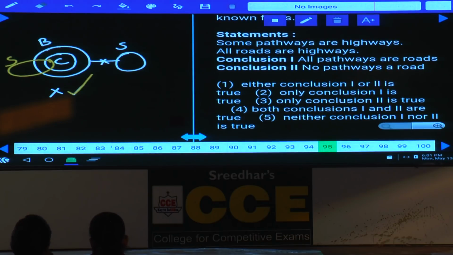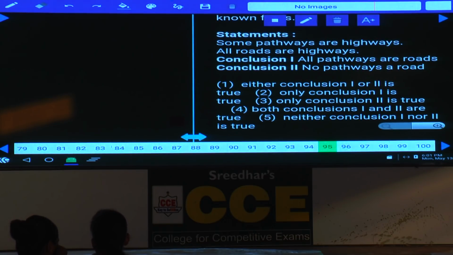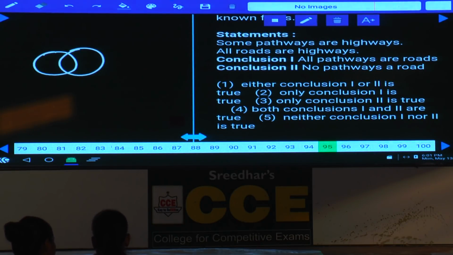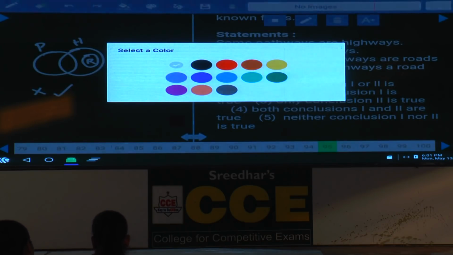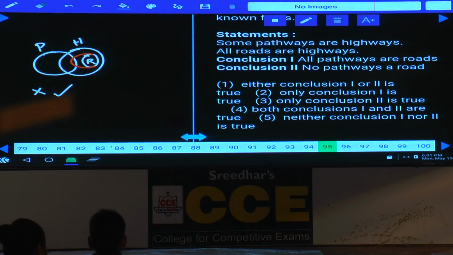Then question number 95. Now in this 95, some of the paths are highways. Some paths or highways can be written like this, path and highway. And next one, all roads are highways. All roads or highways can be written like this. Then all pathways are road, no intersection between pathway and road. And the second, no pathway is a road, is definitely true. The second is a negative conclusion. To make this one false, now we need to draw the alternate diagram, that is some paths are routes. Is it possible or not? Now some paths are routes is true. No path is a route will be false.